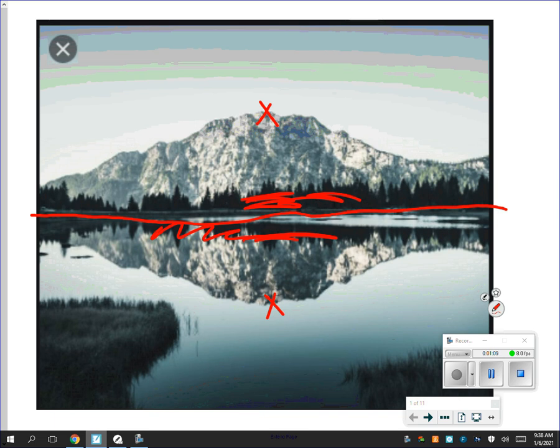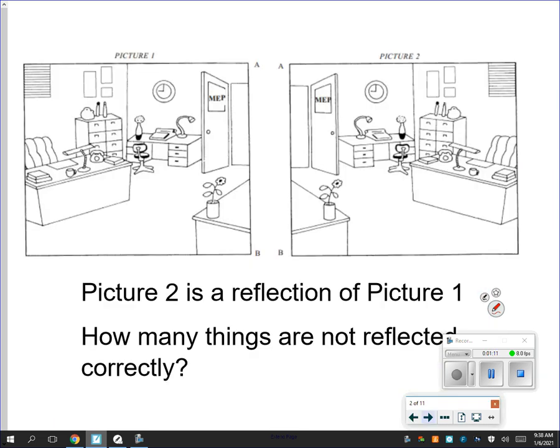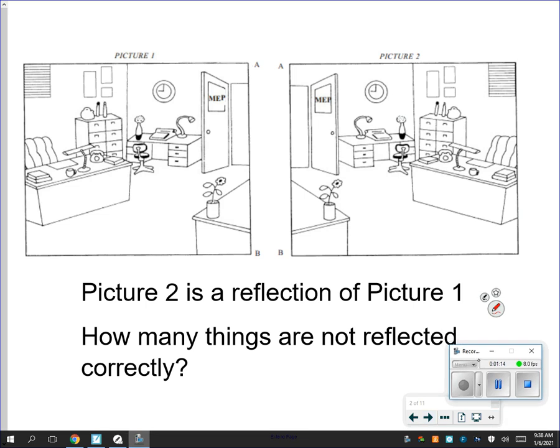So before we do that and get into the math part, I've got a little activity here I want you to try. What we have here are two pictures. Picture 2, which is on the right, is a reflection of picture number 1. So what I want you to do is pause the video in just a second, and figure out how many things are not reflected correctly. Right? So which things from picture 1 to picture 2 are not reflected correctly. Pause the video, try to figure it out, and then come back and I'll circle them for you.